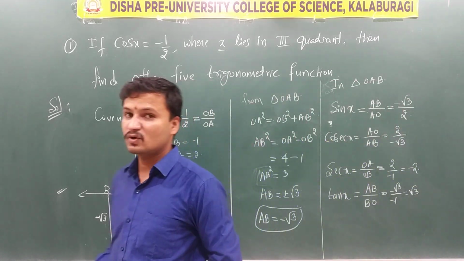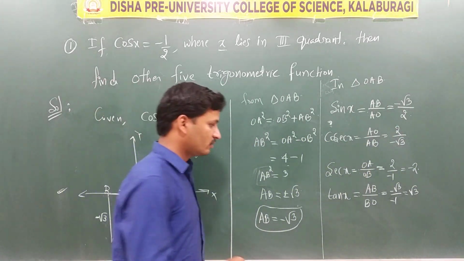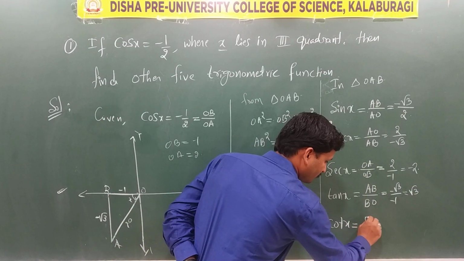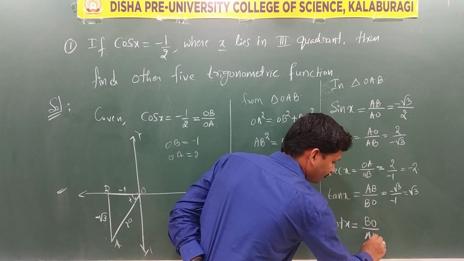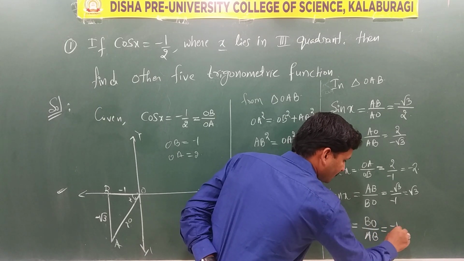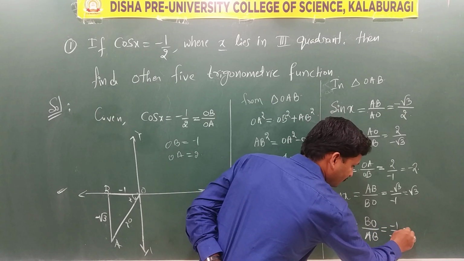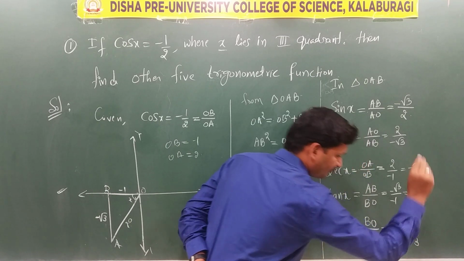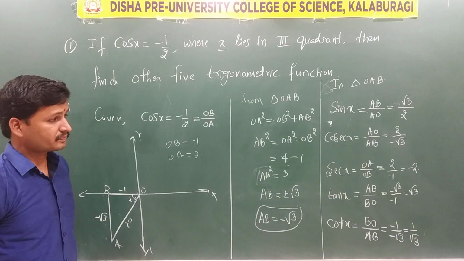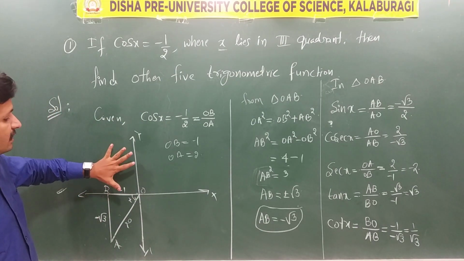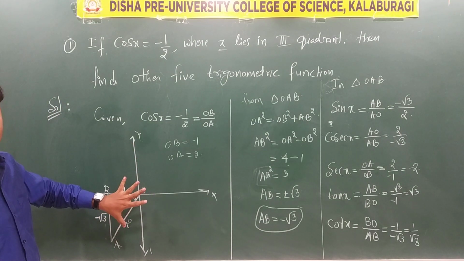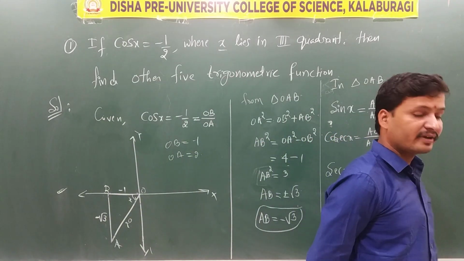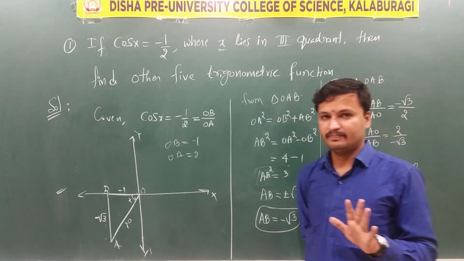If tan x is known, then obviously we know cot x, that is the reciprocal of the tan function, that is BO divided by AB, which is minus 1 divided by minus root 3. So minus 1 by minus root 3 is 1 by root 3. This is by using the definition, that means by using the sides of a triangle. So we are finding the other 5 trigonometric functions.